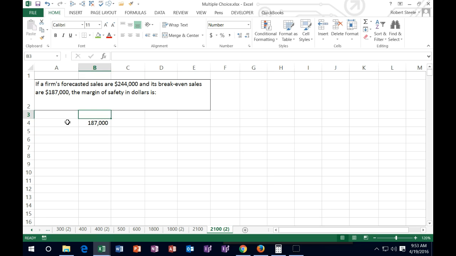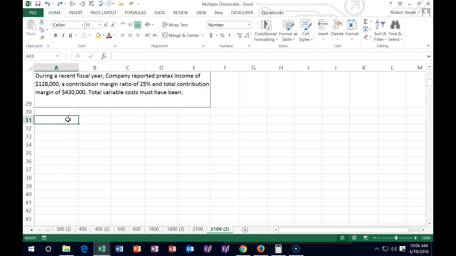If we're estimating or projecting our sales to actually be 244,000, it might be useful for us to think, okay, what's the margin of safety? Margin of safety being the amount over the break-even point. So worst case, the 244 is what we're projecting to make in sales, that's a margin of safety over the bare minimum that we need in order to be making money, and that gives us a margin of safety of 57,000.